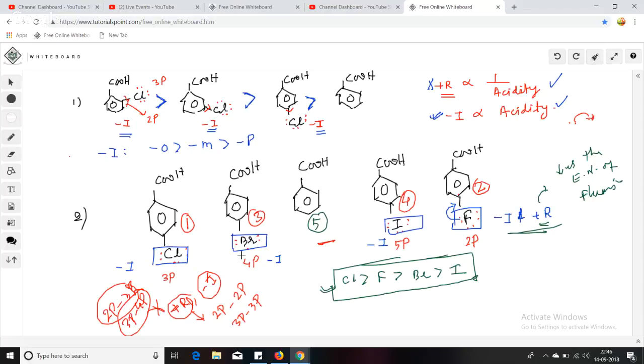Now on the basis of this, if you consider some questions which have been asked over here. One question which has been asked in JEE. This one you see.